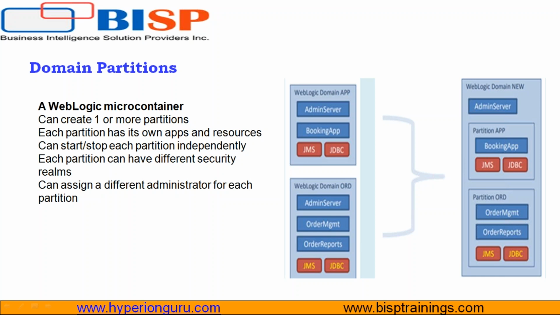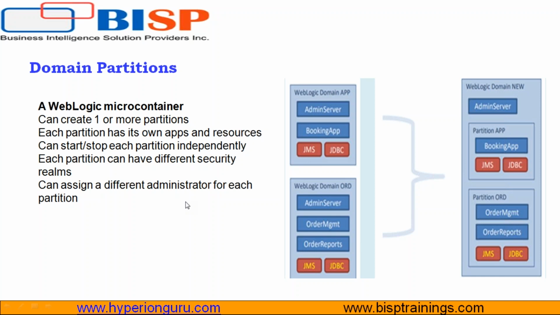Right, so what are the benefits? It improves density and resource utilization, which we have seen in our slides, environment consolidation and portability. Now, what is shared? This shows you what is shared and what is not shared. The domain is shared, WebLogic Server is shared, JVM is shared, the operating system is shared.